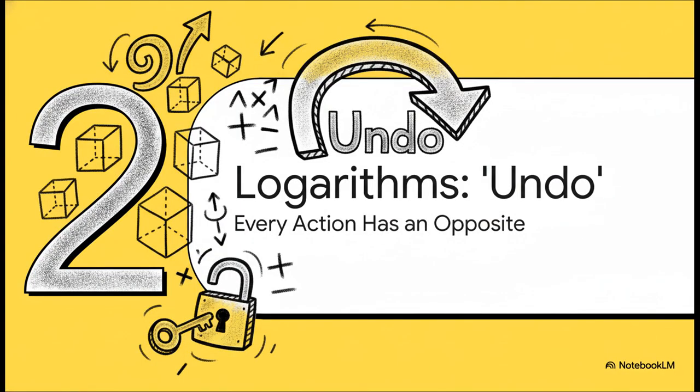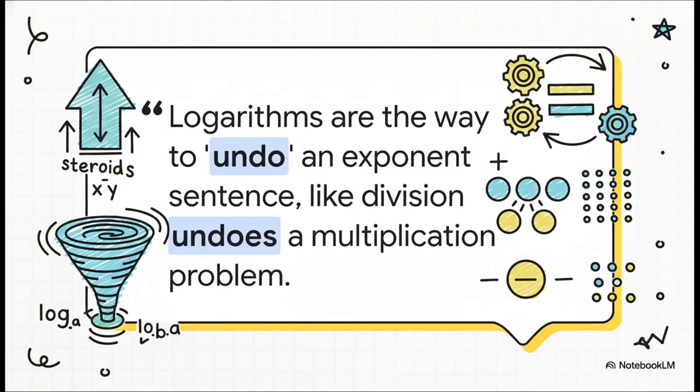So we have this really powerful tool for repeated multiplication. But in any good system, you've got to have a way to go backwards, to reverse the process. So what's the undo button for an exponent? Well, that's where logarithms come into the picture. And I think this quote from our source material just nails it. It's the clearest way to think about this.